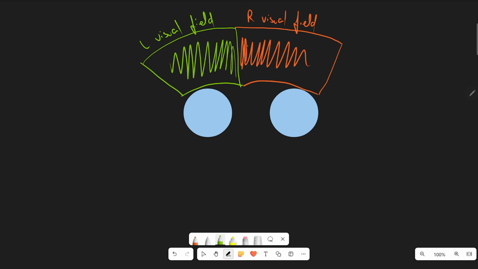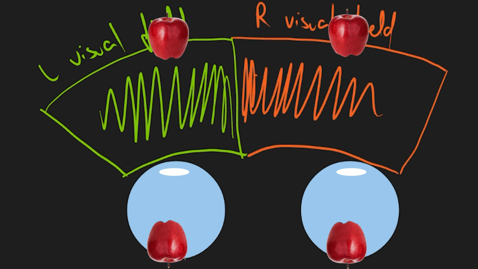And more importantly, both eyes see both visual fields. This is why closing one eye does not remove half of your world. But the other important thing is that when the light enters the eye, the image on the retina, so at the back of both eyes here, is inverted and reversed.